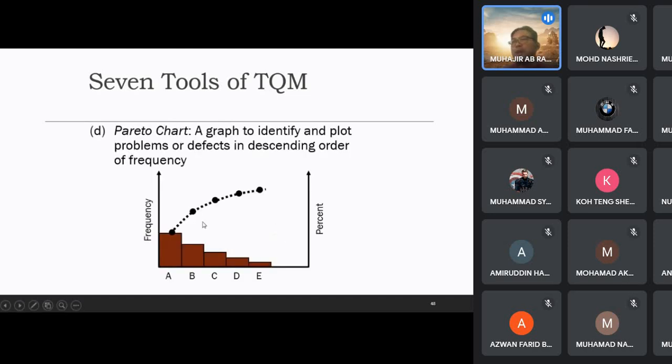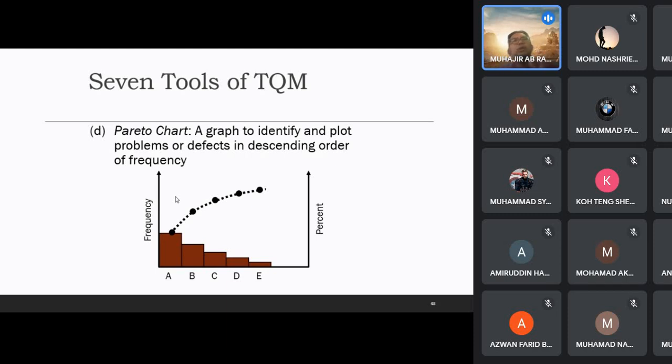This is a Pareto chart. I give you some ideas, but at the end of this slide you have some links. From there you can click, and then you can do self-study. The Pareto chart gives you the formula of 80-20. You need to find the most significant activities that can impact 80% of your result.